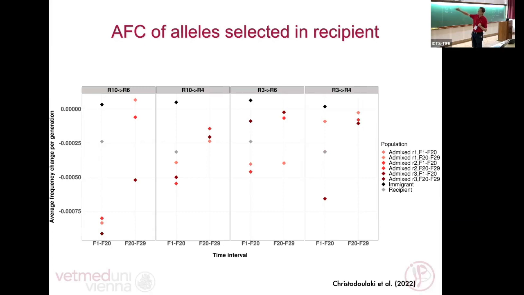Here we see that they are basically going down in frequency because they are now still being exposed to the cost of pleiotropy. They're not needed because the other ones are going up. So the ones from the immigrant population are going up in frequency, and so these ones can go down in frequency. And this is what we're seeing here. And this is, again, a very consistent pattern.